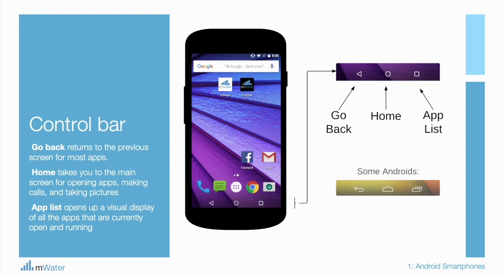On each Android device, there are three buttons at the bottom in the control bar. These may appear slightly different on each device, but all devices should have these buttons nevertheless. The first button is an arrow, which will go back to the previous screen or app that was used. The second is the Home Page button, which will take you to the main screen for opening apps, making calls, and taking pictures. The third is the App List button, which displays all apps that are open and running.